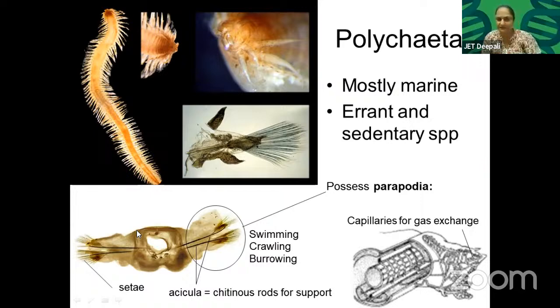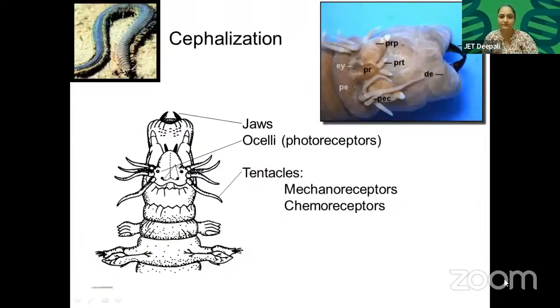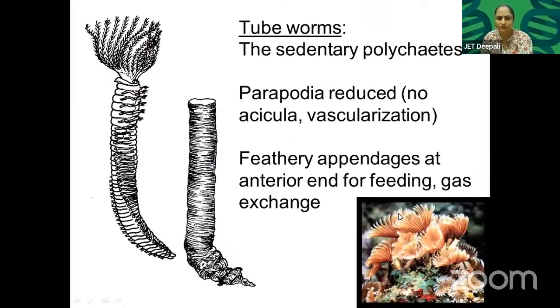This is a transverse section. See, parapodia is there. Capillaries for gaseous exchange, they are also doing diffusion. This is the mouth of a Nereis. You can see the tentacles here. Ocelli, photoreceptors. What are the types of tentacles? Mechanoreceptors, chemoreceptors. Jaws are also there.